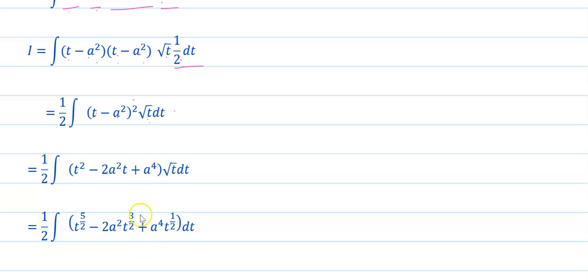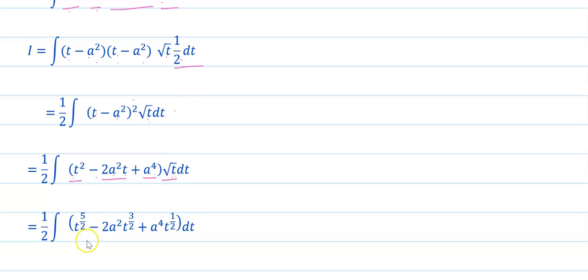Now further simplification. t minus a square bracket square means what? t square minus 2a square t plus a raised to 4, bracket complete, into root t into dt. Now their multiplication. Root t into t square, root t into 2a square t, root t into a raised to 4. Now t square into root t is t raised to 2 plus 1 upon 2.